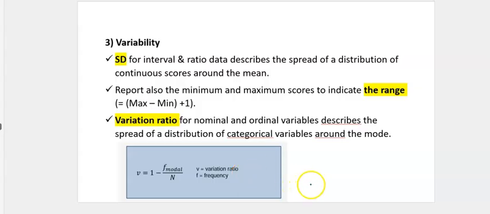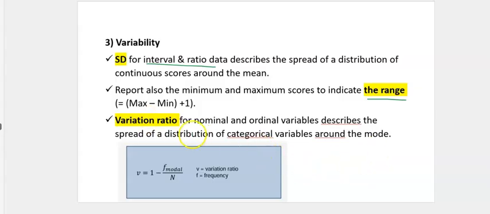So about variability, when we talk, standard deviation is only for interval ratio variables. So when we talk about other variables like nominal and ordinal, how can we obtain the variation ratio, how much they deviate from the mean? We use another formula. But first, let's see the range, the minimum and the maximum. Maximum minus the minimum and then plus one, that is the range. That is the value of the range.